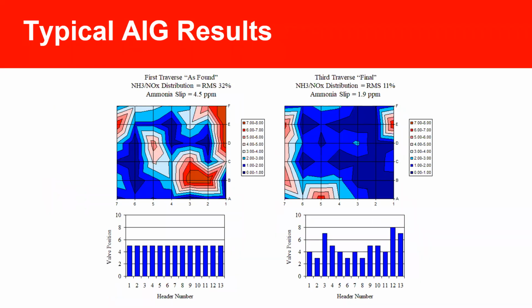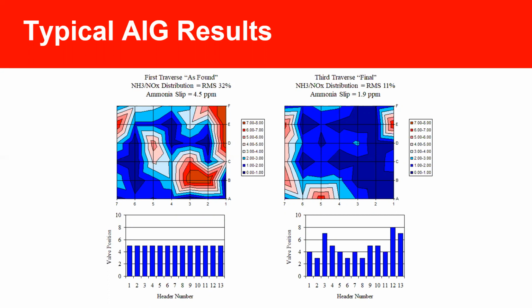On the left, you can see the as found position where the ammonia slip at the CEMS was 4.5 ppm. We left this as found here because intuitively you would think, I'm going to put all my valves at the same position and then I should get the best dispersion of ammonia. And you could see that that wasn't the case. The RMS distribution here is over 30%.